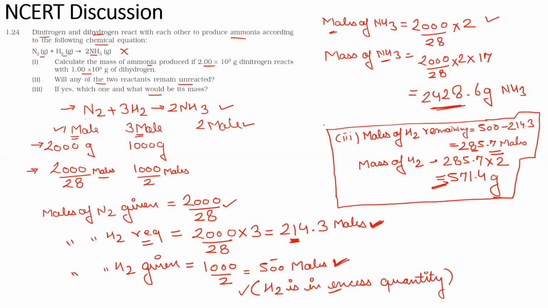Now the third part says, if hydrogen is remaining, then what is the mass of it? So 500 moles of hydrogen were available to us. Out of this, 214.3 moles reacted. So 285.7 moles of hydrogen is remaining. The mass of 1 mole of hydrogen is 2. So the mass of these many moles will be 571.4. Hence 571.4 grams of H2 will remain unreacted in the reaction, as H2 is there in excess quantity and the amount of ammonia produced is governed by the amount of nitrogen available to us.